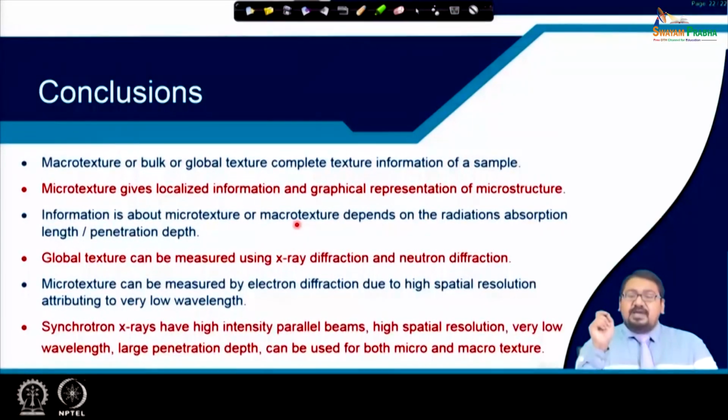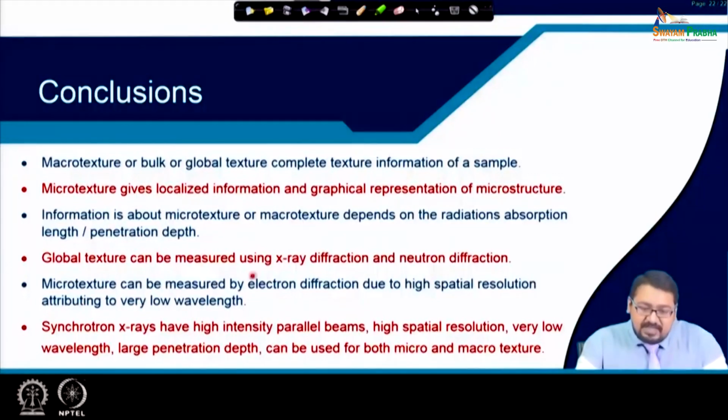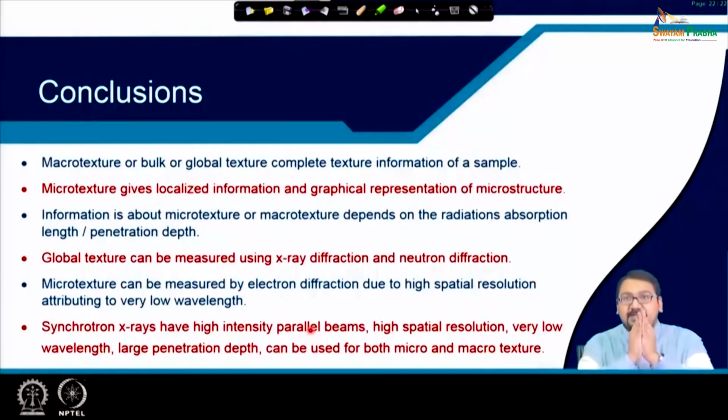Synchrotron X-rays have high intensities and therefore can be converted into parallel beams. It will then have very high spatial resolution. It will have a lower wavelength as compared to the X-ray, therefore it will have a lower absorption coefficient and therefore a higher penetration depth, and can be utilized for both micro and macro texture measurements.